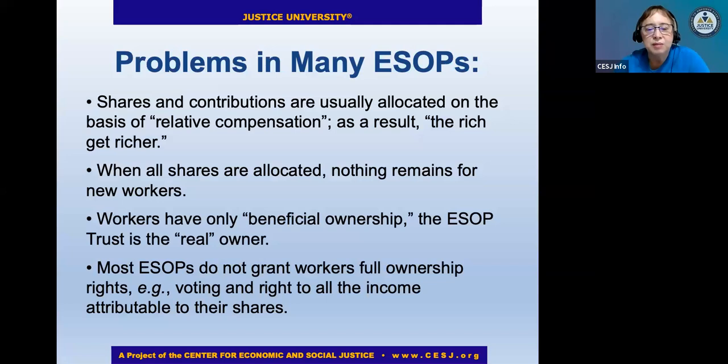And the problem with ESOPs as they now exist is that usually they're going to be based on relative compensation. And that just means if you earn more because of your pay, like the CEO, you earn more than the janitor, then when the shares are allocated, they're going to be allocated on the same basis. So if you earn more, you're going to get more shares allocated. If you earn less, you get less.